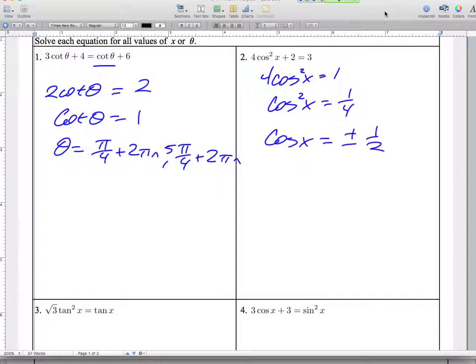So I'm looking for a match of cosine and 1/2. The match happens at pi over 3. Since I have the plus or minus, what does that tell me? They have 4 solutions. So pi over 3 plus 2 pi n.